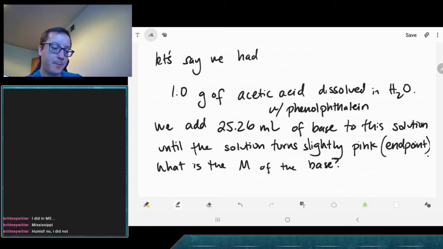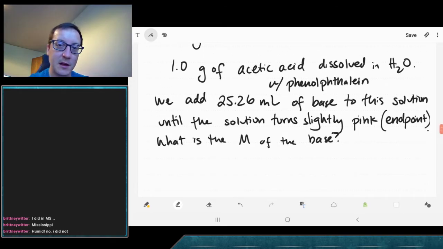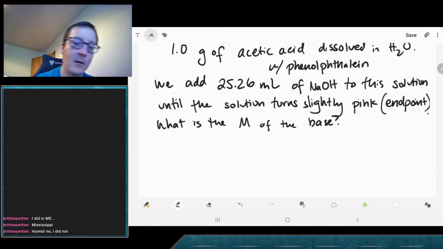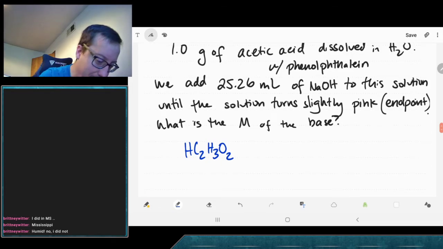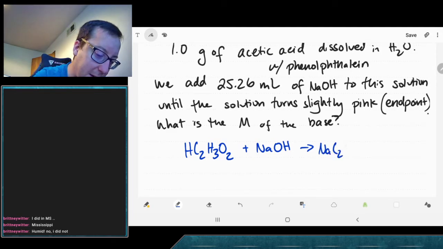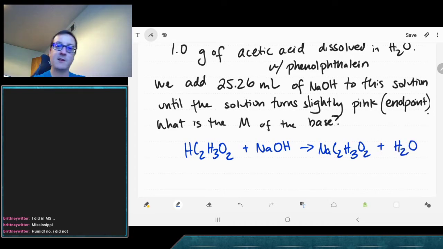Bases are often harder to know the exact concentration of, because carbon dioxide in the air will actually react with bases, and so over time, if you leave your container open, your base will react with the air and slowly become less and less basic. Acids, on the other hand, will typically hold their concentrations. So let's say our base was NaOH. Let's write a chemical reaction: acetic acid plus sodium hydroxide. Standard double displacement. All our acid-base ones are going to be double displacement. So we get sodium acetate and water. Hooray, it's already balanced. Lucky us.